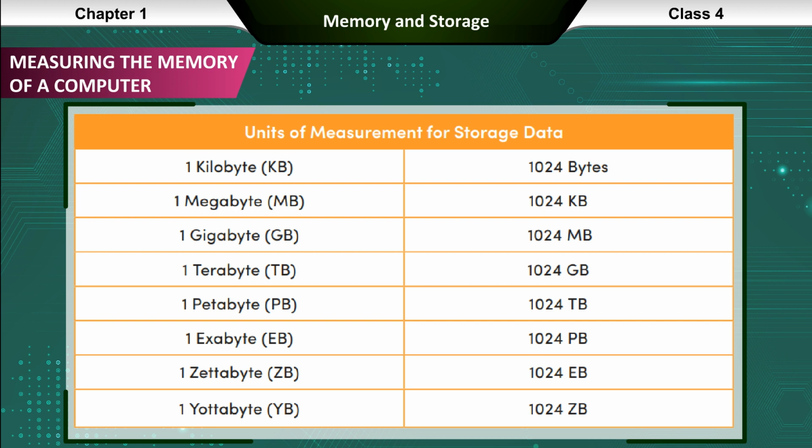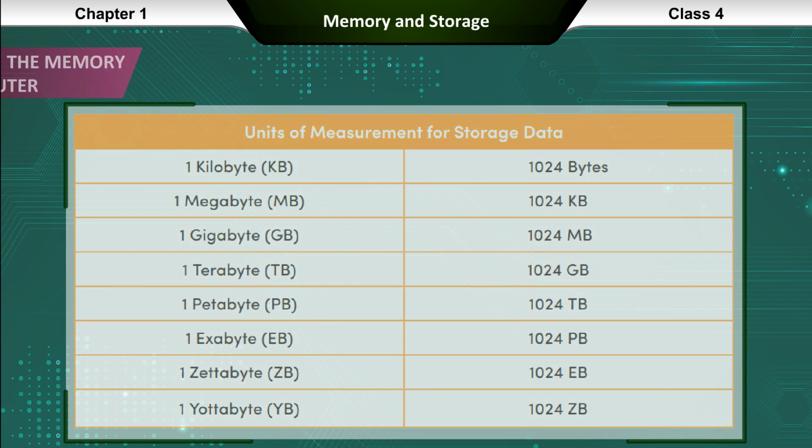1 petabyte is equal to 1024 terabytes. 1 exabyte is equal to 1024 PB. 1 zettabyte is equal to 1024 EB. 1 yottabyte is equal to 1024 ZB.